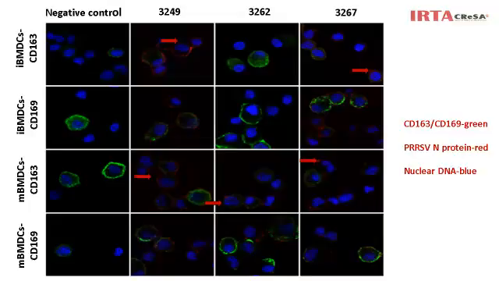We couldn't detect attachment of this isolate on immature bone marrow-derived dendritic cells, but we could detect attachment on mature bone marrow-derived dendritic cells.